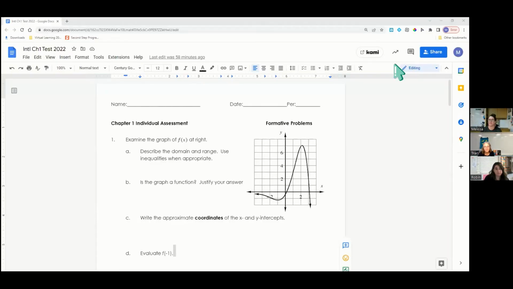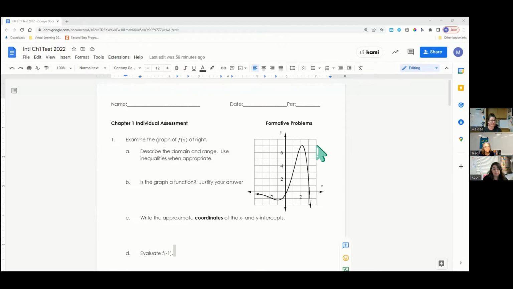So thanks. So Melissa, can you actually share what one of your formative and summative tests looks like? Yeah, so this is the test we gave for chapter 1. The kids just got it back. So this is the Integrated 1, chapter 1 test.